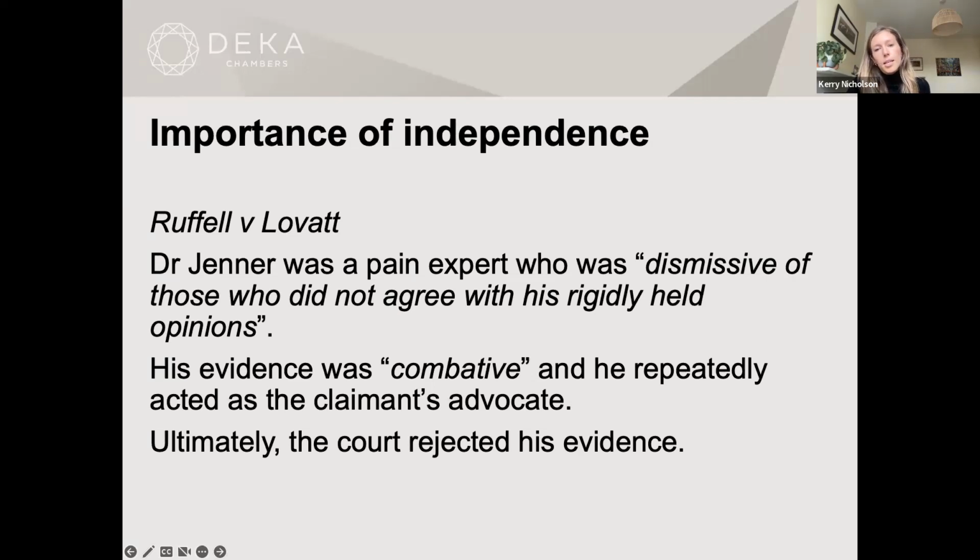It also found that his evidence was combative and that he repeatedly tried to act as the claimant's advocate. The court held that there was a lack of balance and much argument in his evidence. Rather than answer a question directly, Dr. Jenner would often sidestep and respond with an argument to support the claimant's position. And again, this resulted in the court rejecting his evidence because he wasn't acting independently and impartially as he should.